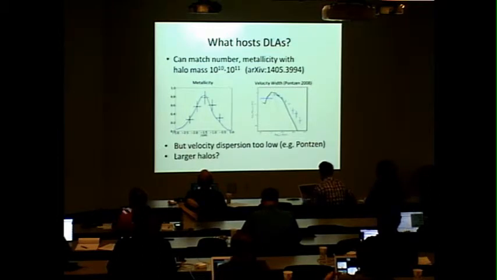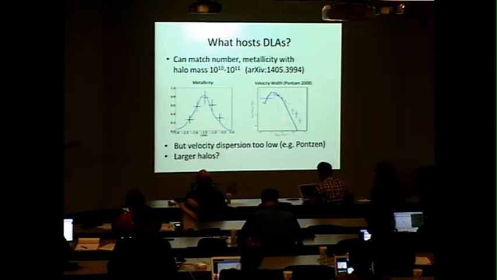So what hosts these things? It's been known for a while, I think, and we showed explicitly for our simulations in this paper, that you can match the number density, the abundance and the metallicity of them with halo masses between 10^9 solar masses and 10^11 solar masses, so a little bit small halos. This is the DLA metallicity. You can see that it's somewhat less than solar.